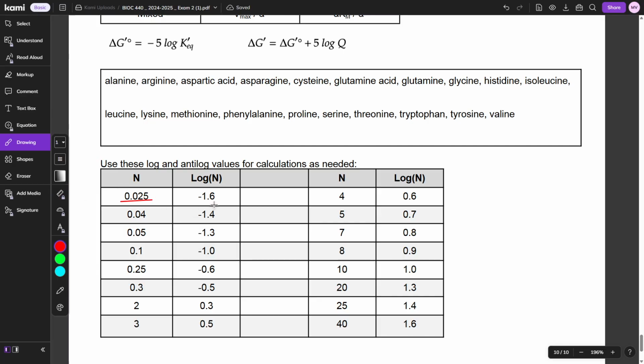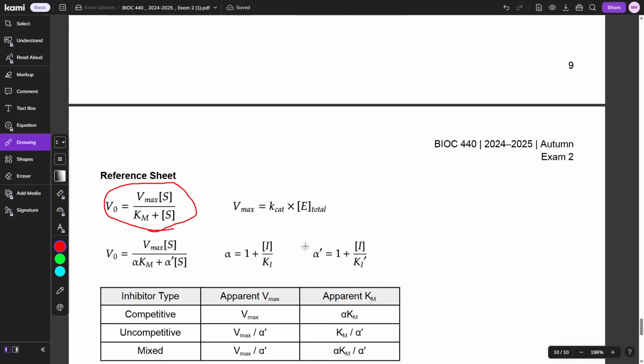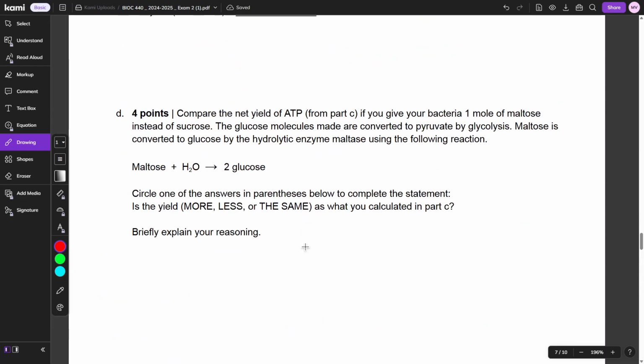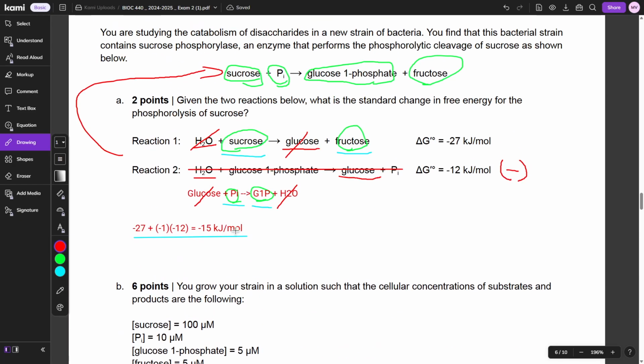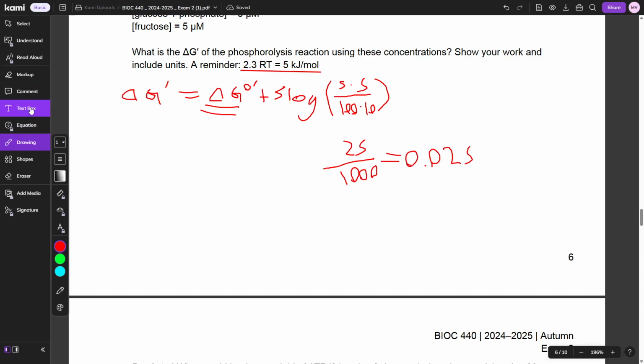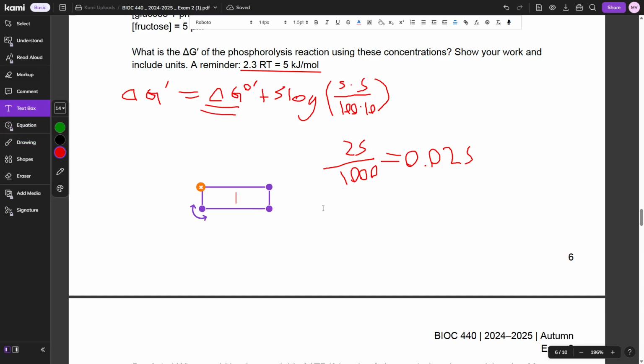So I know that this is what I'm looking for, and I know this value is negative 1.6. That's there. So if I go back up, I know what this is, because I actually just calculated it up here. It's this negative 15. So now I just got to do a little bit of math. So negative 15 plus 5 times, and we just canceled out this whole log thing, which is just negative 1.6.